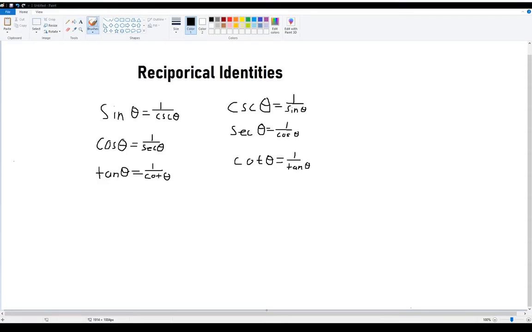So next up I'm going to be covering reciprocal identities, and these all basically state that each trigonometric function is equal to 1 over its reciprocal, as long as its reciprocal does not equal 0, as that would make each expression undefined.